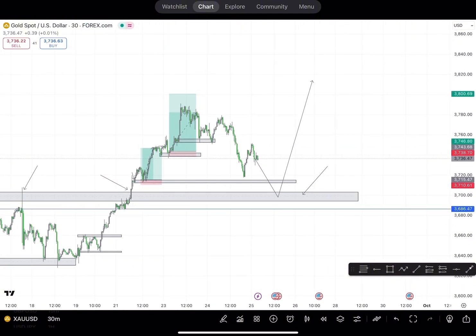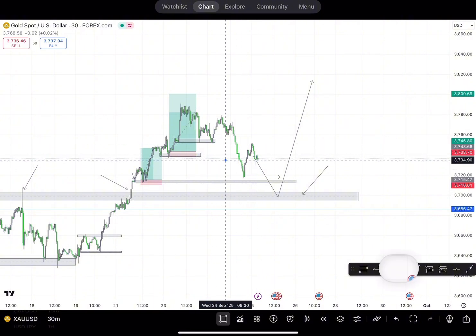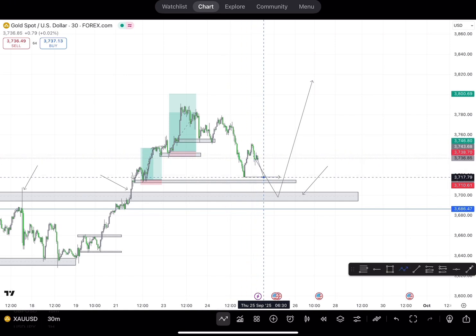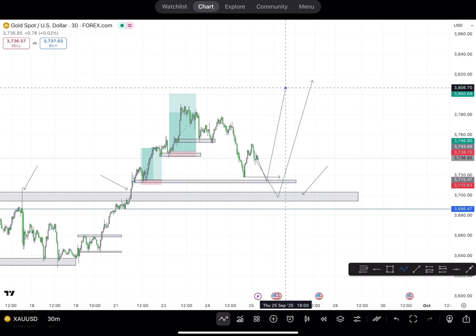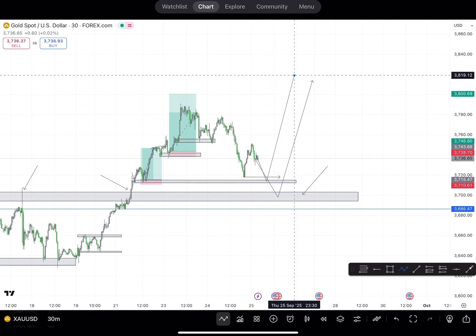if price fails to reach this zone, this one that we've drawn here, we'll be looking at price sweeping this place, sweeping this low that it has created, then waiting for price to drop down to this zone, then buying again, because we are still on an uptrend in the higher time frame.